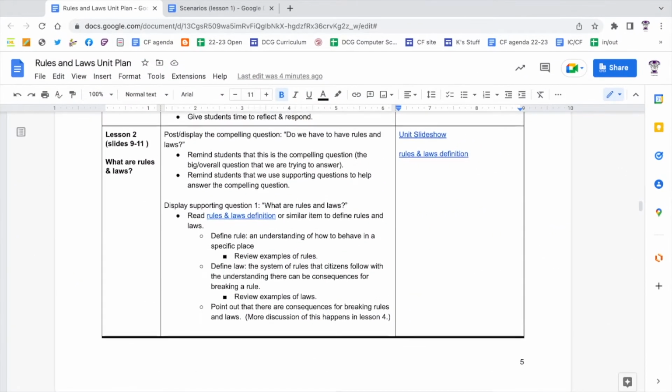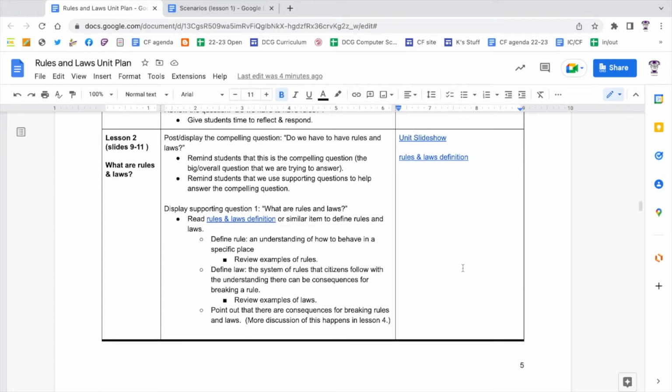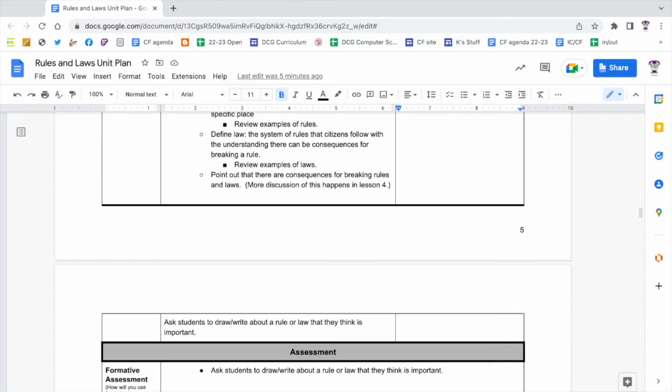In Lesson 2, we focus again on what are rules and laws. So in Lesson 1, we explore the concept of rules. Now we're going to add in the concept of laws. So we're going to look at the definition of each, look at examples of each, and then that there are consequences for breaking a rule and consequences for breaking a law. End this lesson by having students draw or write about a rule or law that they think is important.